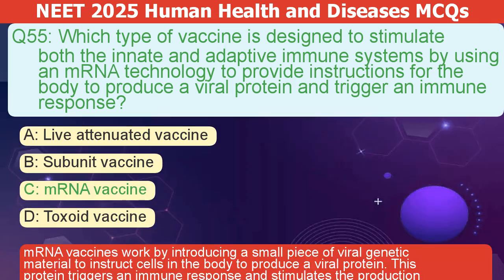The correct answer is C. mRNA vaccines work by introducing a small piece of viral genetic material to instruct cells in the body to produce a viral protein. This protein triggers an immune response and stimulates the production of antibodies to protect against future infections with the actual virus.